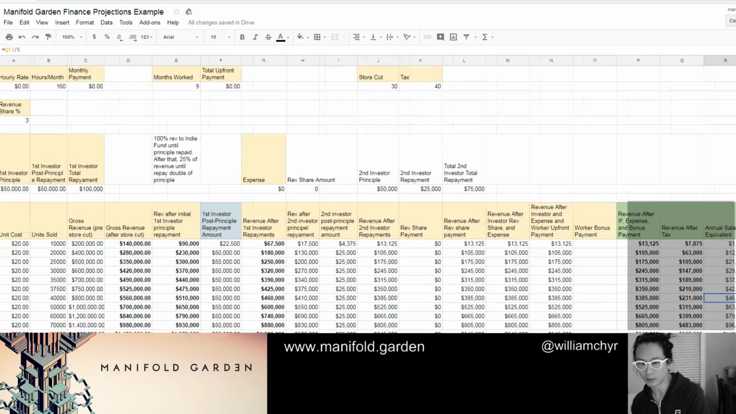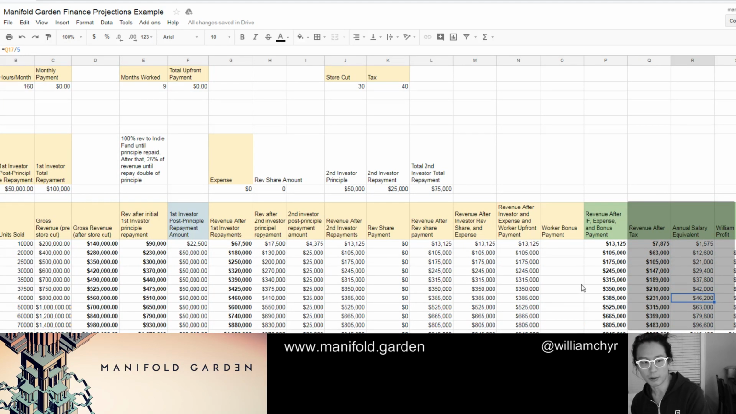we can probably move this over since we don't need units sold. But you can see I'm left with $46,200. So yeah, that is not bad, except that is lower than what you would have made working at a game studio.